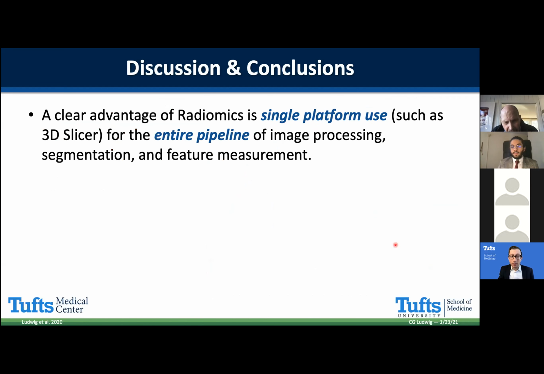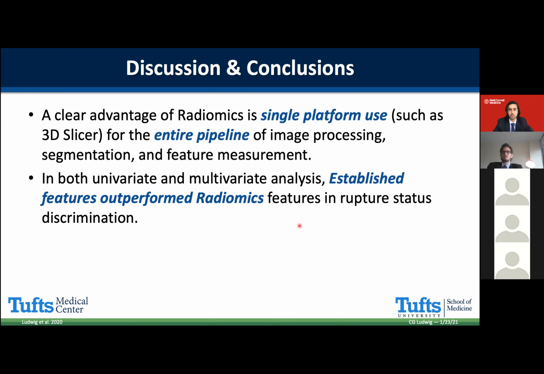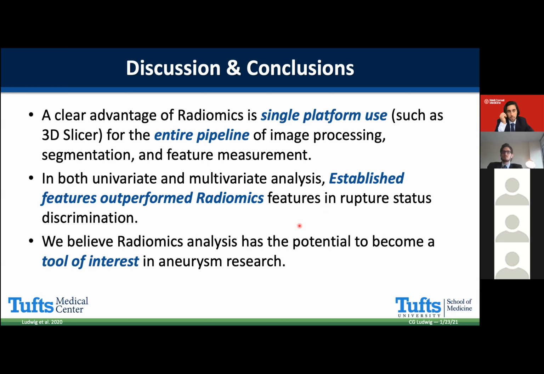That being said, a clear advantage of radiomics is its single platform use. We used 3D Slicer. It's a software where I did the entire pipeline of image processing, making those volumetric reconstructions of the aneurysms, segmenting them, and measuring the radiomics and established features all in one software. Now, in both univariate and multivariate analysis, those established features did outperform radiomics features in discriminating the rupture status of the cerebral aneurysms.